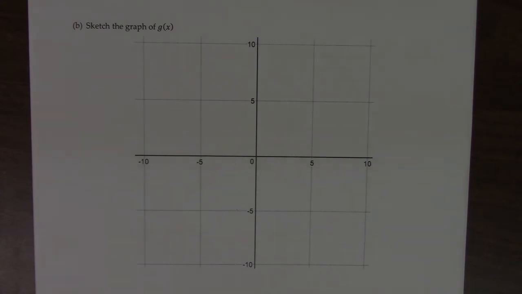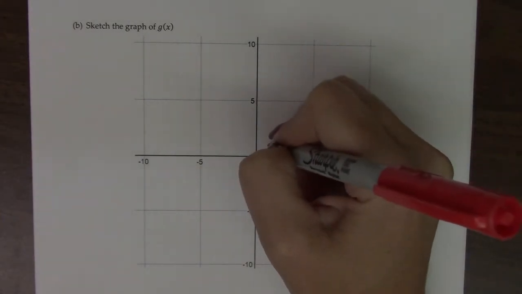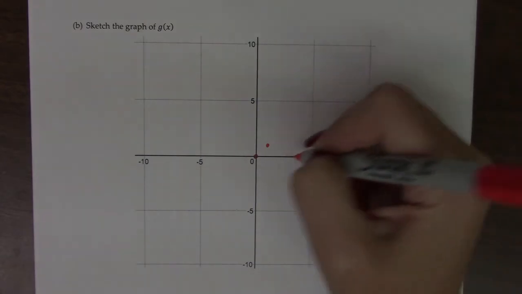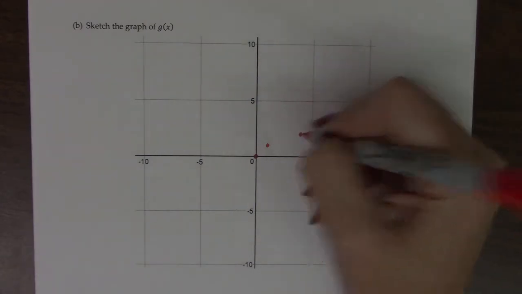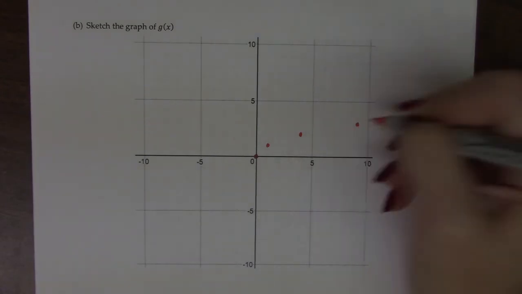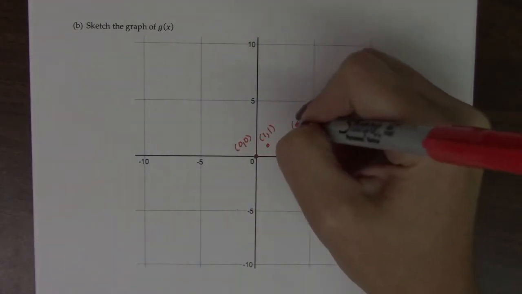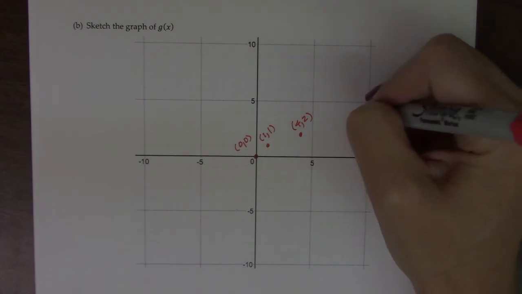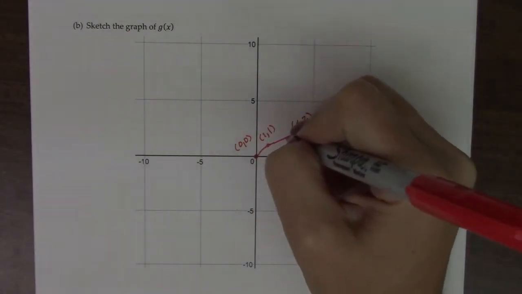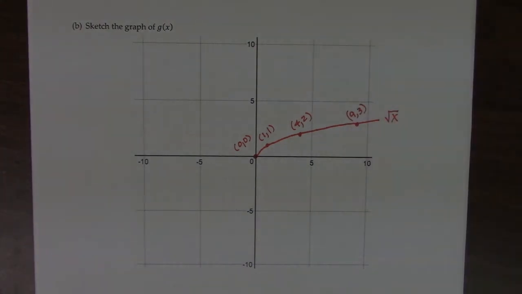And so I'm going to plug in some values for x and plot them. I'm going to plug in numbers that are perfect squares, so it's easy for me to plot. So I know the square root of 0 is 0. The square root of 1 is 1. The square root of 4 is 2. The next perfect square we have is 9, and the square root of 9 is 3. So this is (0, 0), (1, 1), (4, 2), and (9, 3). So the graph of the square root of x looks like this.